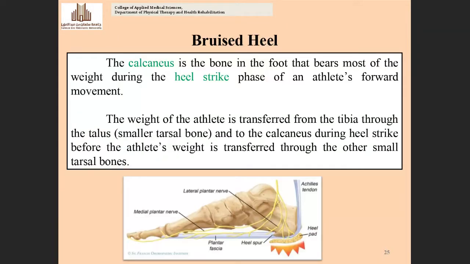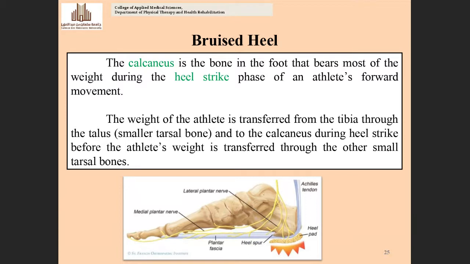And next one, the fourth issue that you can commonly see in sports persons or athletes is bruised heel. Today's lecture is all about the issues or injuries which are related to the foot region. So this is the fourth problem that you can commonly see in athletes, that is bruised heel.